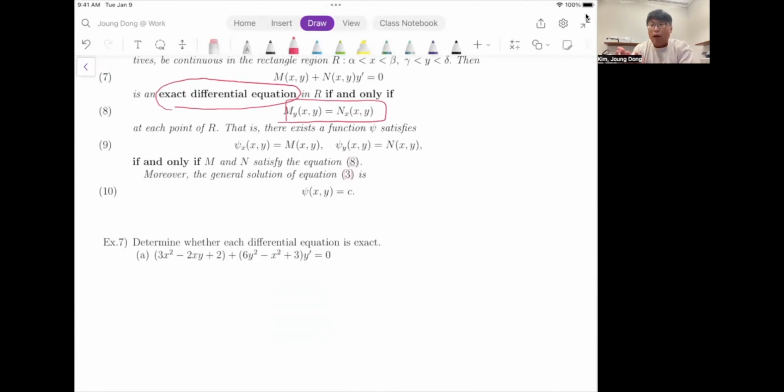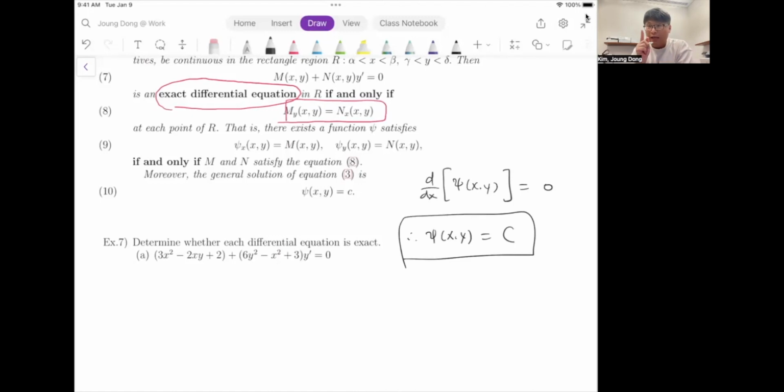Whenever you finish this and check that it is exact, which means your left-hand side could be written as the derivative of psi with respect to x, then what am I supposed to do? Your left-hand side is d/dx of psi(x,y) is equal to 0. Then take the integral on both sides. Then the final answer is psi(x,y) is equal to a constant c. This is your final solution. Keep that in mind: your right-hand side must be an unknown constant c. If you have an initial condition, you can decide the c. That's it. This is the basic idea about exact equations.